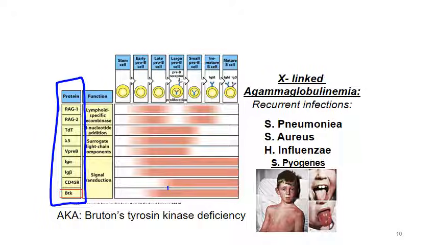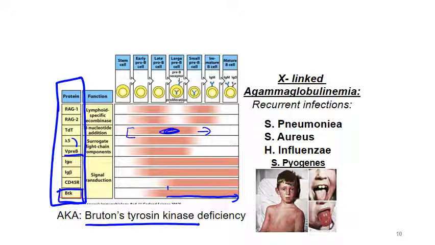So for example, your V pre-B and your lambda 5, they start showing up at about early pro-B. They're heaviest at large pre-B when we would expect to see them, and then they die off. They're not being expressed anymore. A really important one to know is BTK, or Bruton's tyrosine kinase. Bruton's tyrosine kinase is important for actually making the jump, basically, to creating a functional B cell receptor. So you can see it's over here where it's darkest, right?